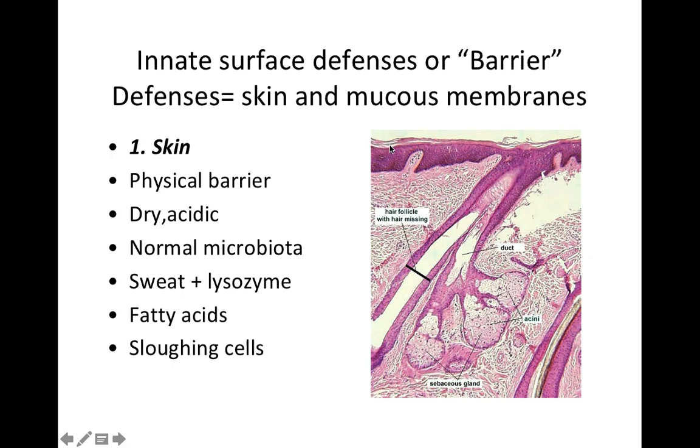And then furthermore, folks, every day we shed this top layer of dead cells, right? They slough off, they fall off. And so if we have any potential pathogens attached to that top layer of keratinized cells, they'll just literally be physically removed when they fall off of us, right?